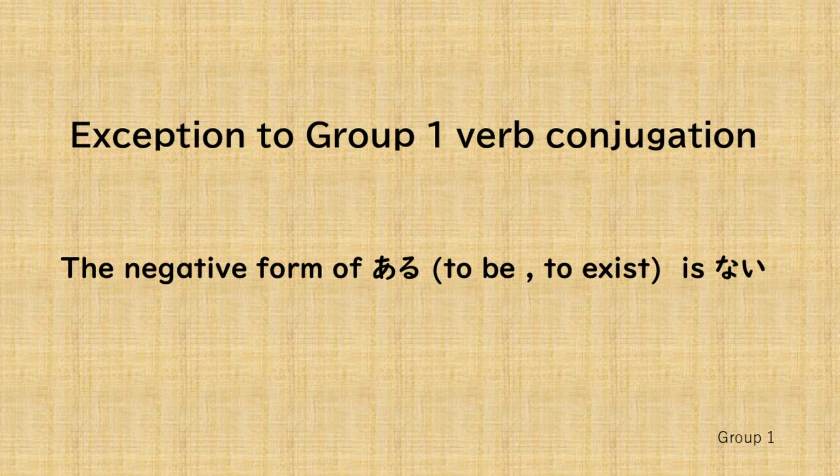There is an exception for Group 1 verb conjugation. The negative form of aru is nai. There are other exceptions, but this is the one you should remember first.